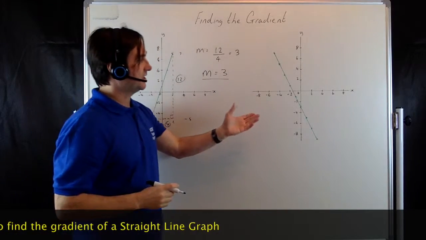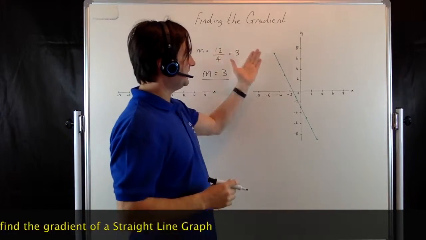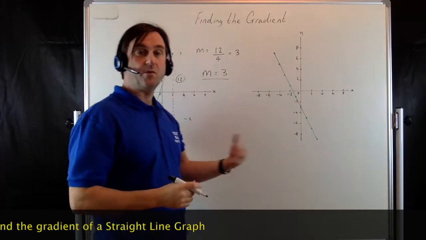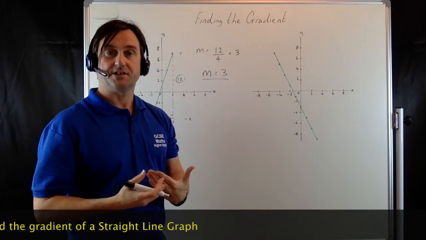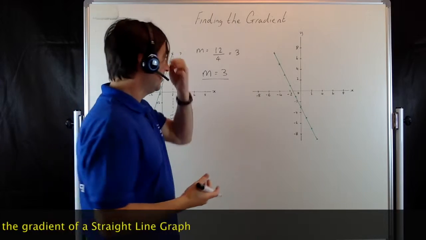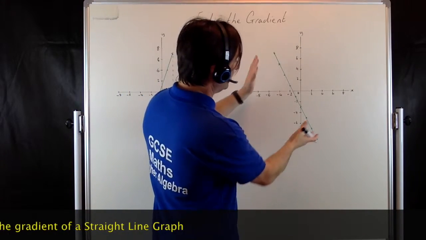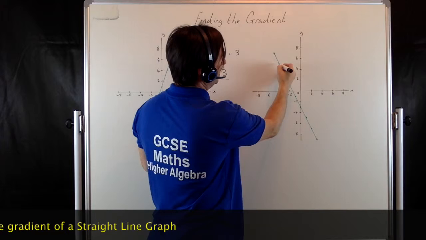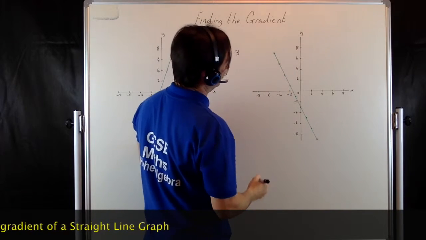So have a look at the second example now. Clearly this is going downwards, so we're going to have a negative gradient this time. But the procedure is the same. We're going to look to find a triangle that we could make, a right angled triangle. I've got a point here that is directly on the corner.